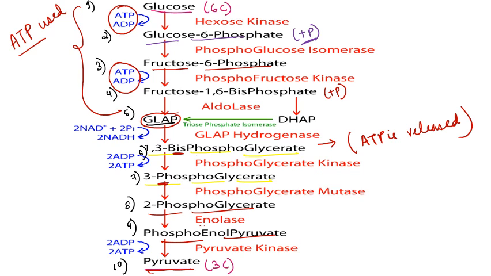Now phosphoenol pyruvate again releases ATP. Let me use another color for ATP release. It again releases ATP. This is released, this is released. Again it releases ATP.